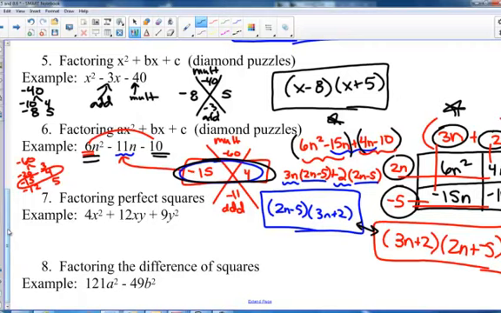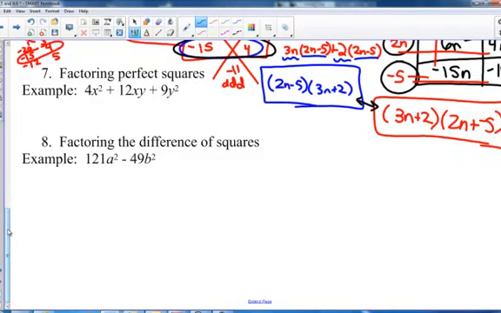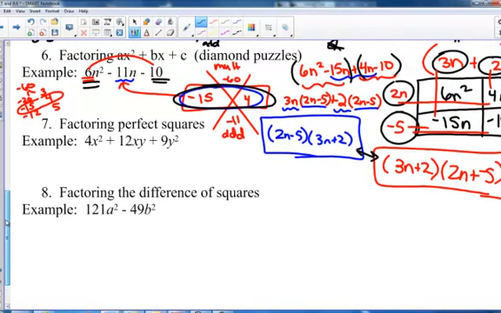Okay, then the last two examples that I just showed you are the perfect squares. So this is a perfect square, 2 times 2. This is a perfect square, 3 times 3. And I just have to check to make sure this is 2 times the first square root times the last. And if it is, it works, and it is. So this would be 2x plus 3y times 2x plus 3y.